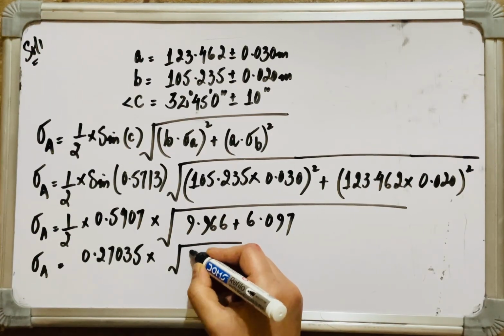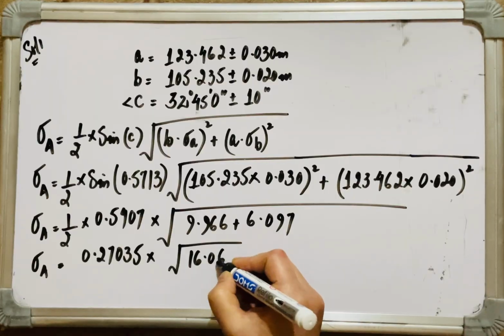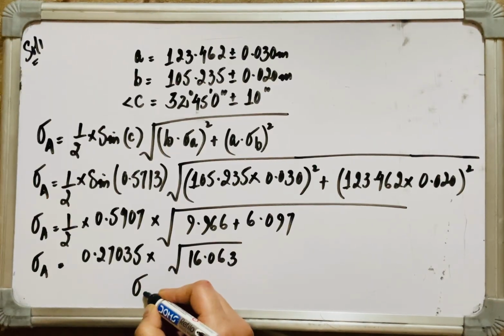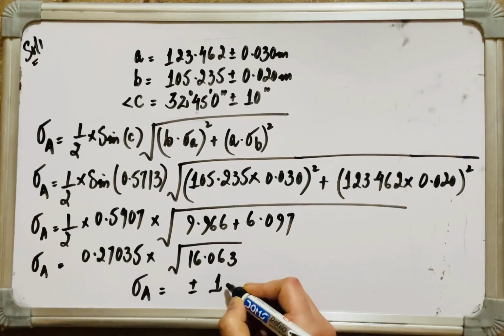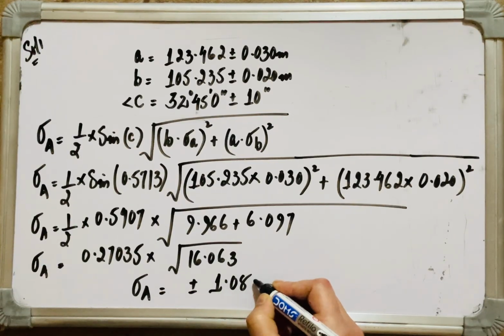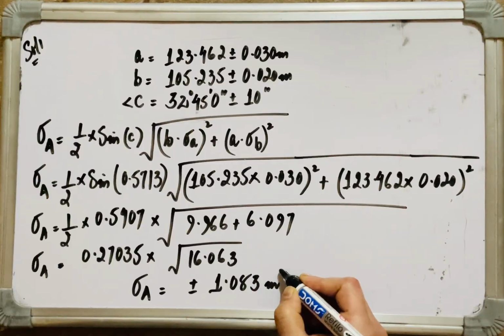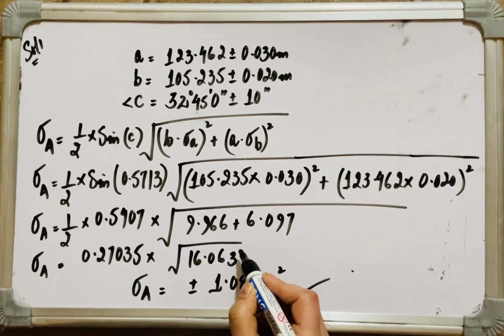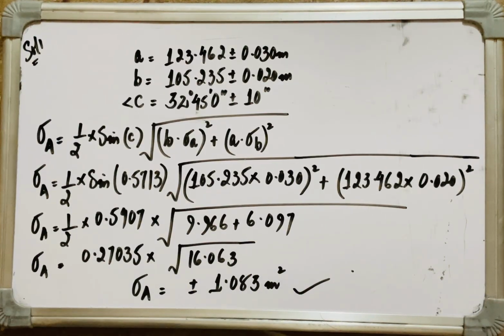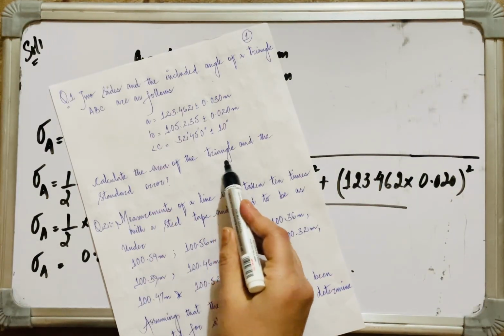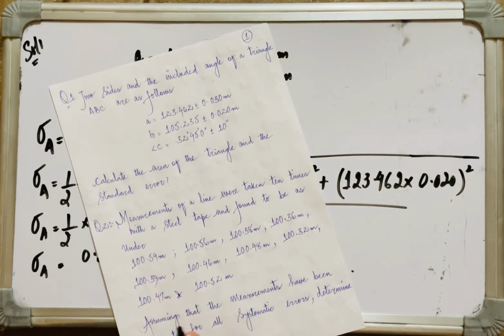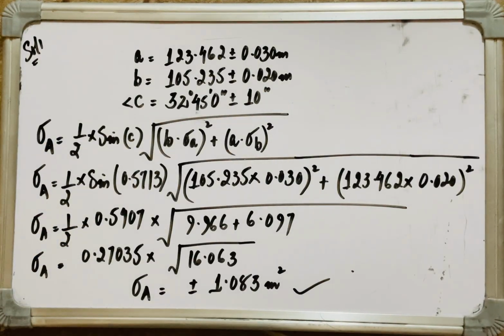This is 16.063. My calculation standard error in area is equal to plus minus 1.083 square. All right. It is plus minus 1.083 meters square. So we completed both the parts of the question. We calculated the area of the triangle as well as the standard error. All right. Moving on, let's do the next question.